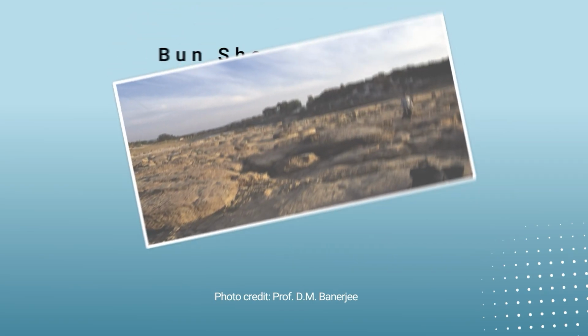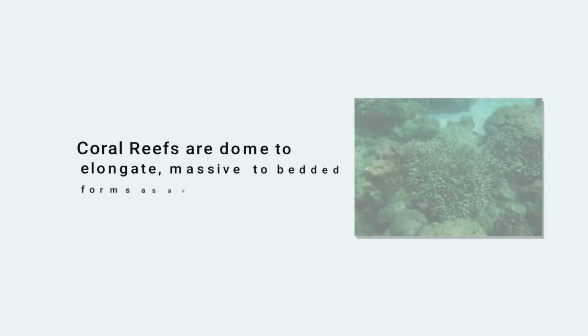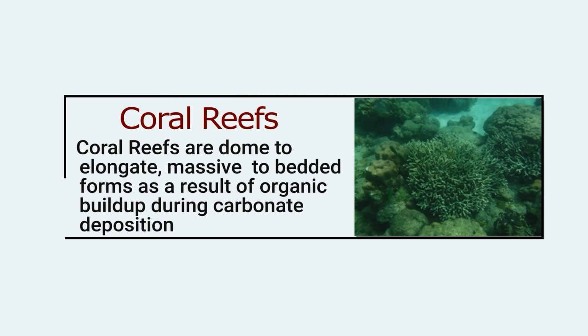There are also bun-shaped cabbage stromatolites over a large area. You can see the whole area around this has big cabbage-like stromatolites covering the entire river bed. Finally, we come to coral reef. Coral reefs are domed to elongated, massive to bedded forms as a result of organic buildup during carbonate deposition.